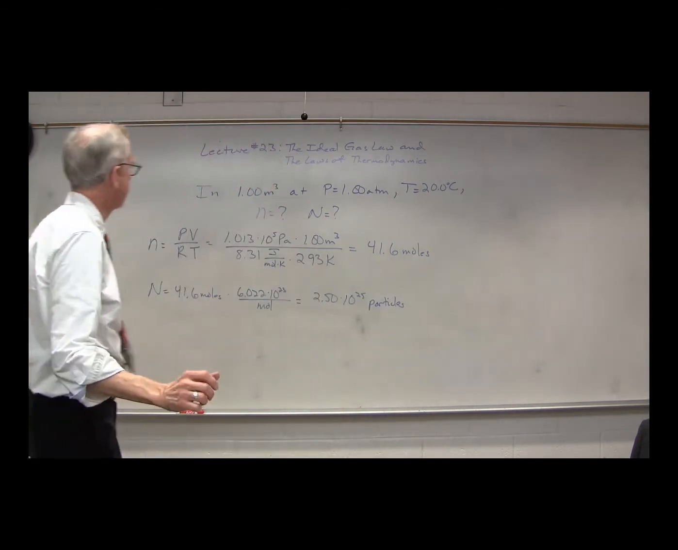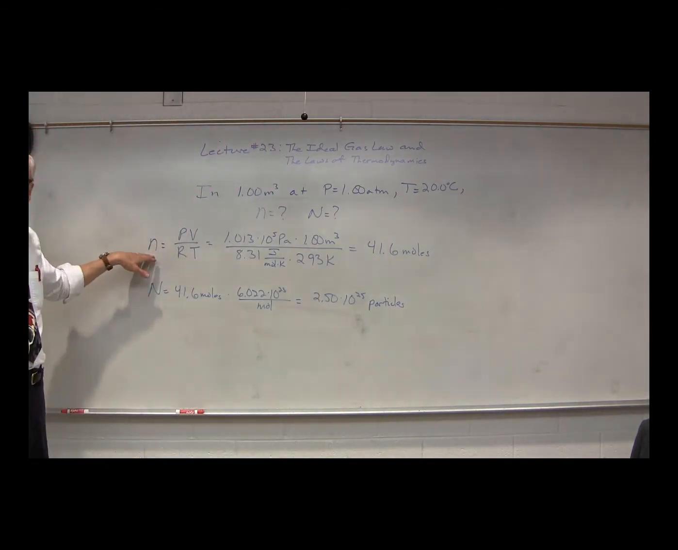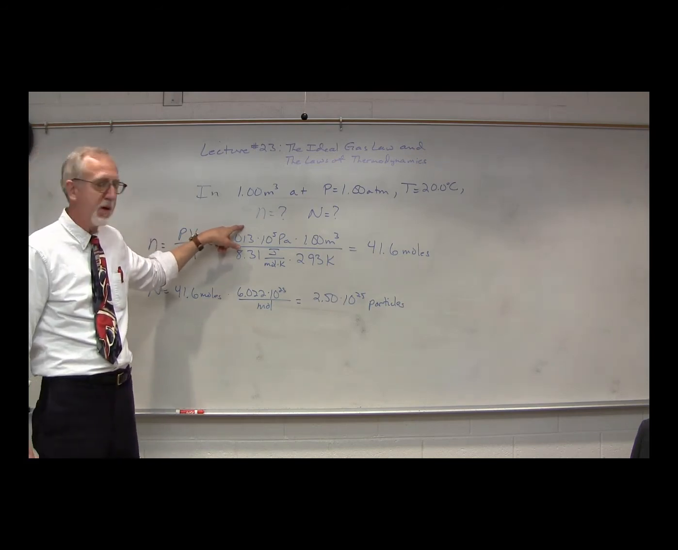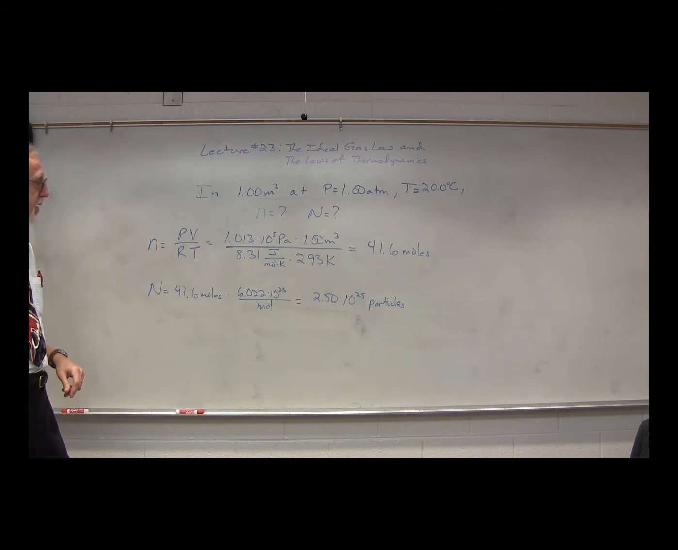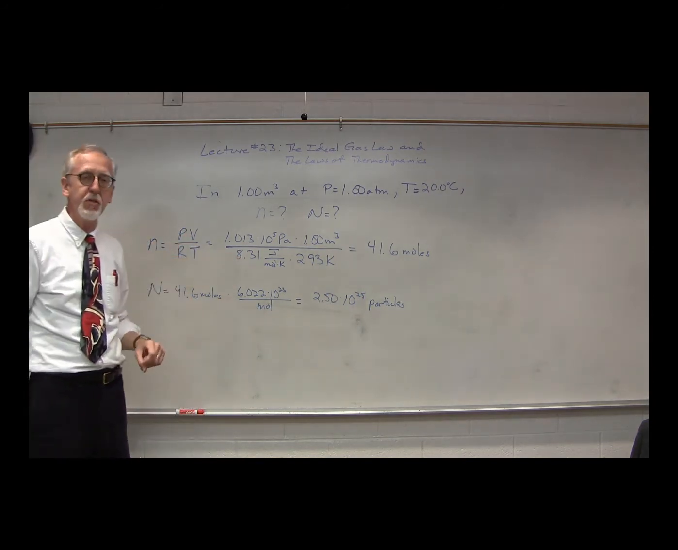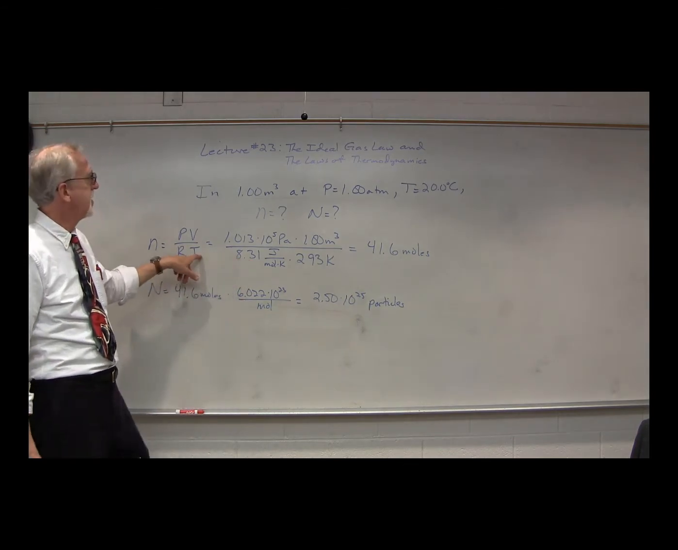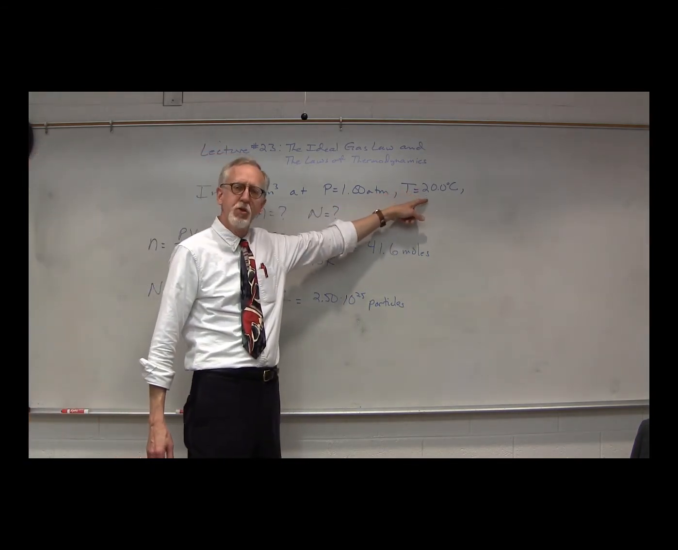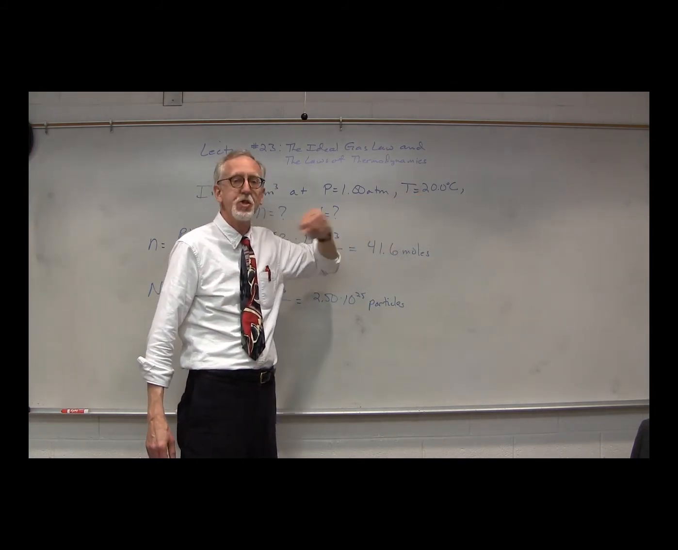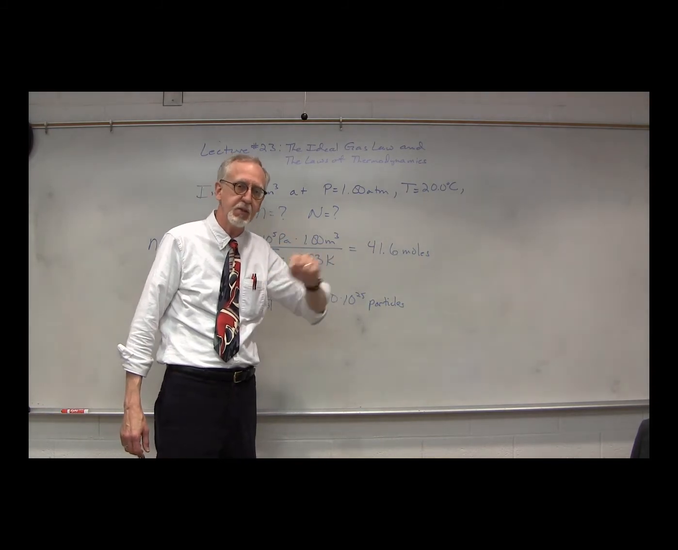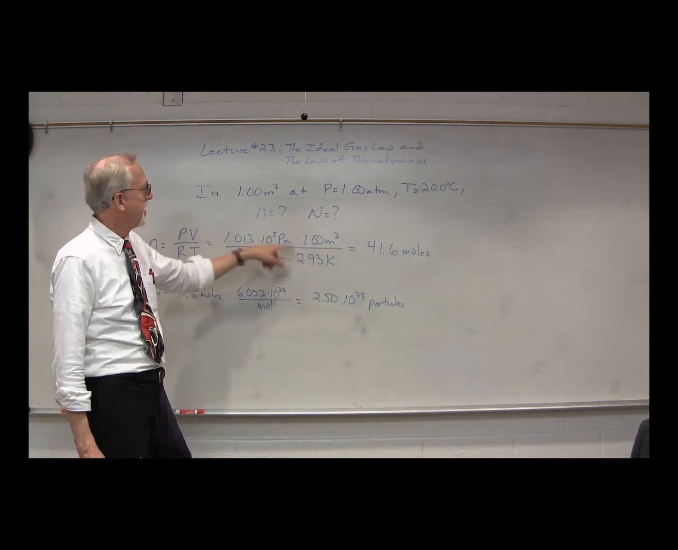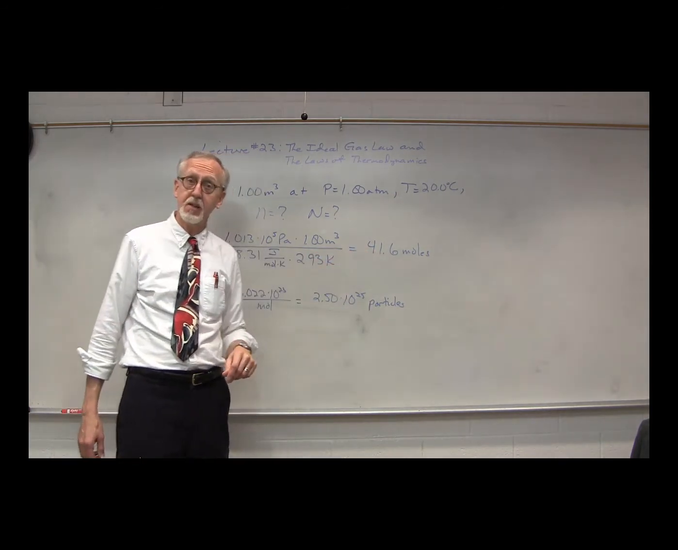Well, we know that little n we can solve for is PV over RT. P, 1 atmosphere, is 1.013 times 10 to the 5th Pascal. The volume is 1 cubic meter. R, 8.31 joules per mole Kelvin. T, 20 degrees Celsius. Can we use 20 or do we have to convert that? We absolutely have to convert it to Kelvin. Remember, temperature Kelvin is temperature Celsius plus 273. So 20 plus 273 is 293 Kelvin. Divide that out and we get 41.6 moles.